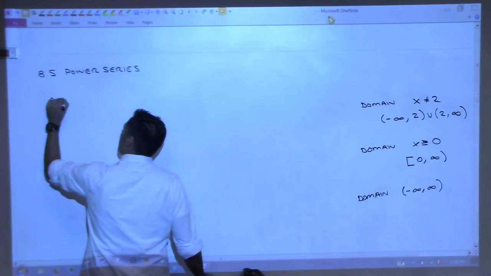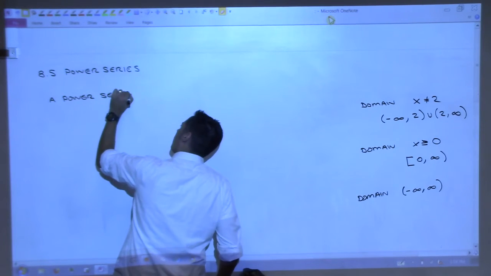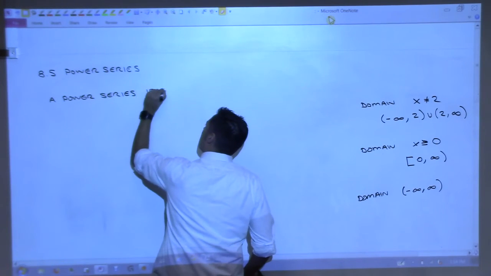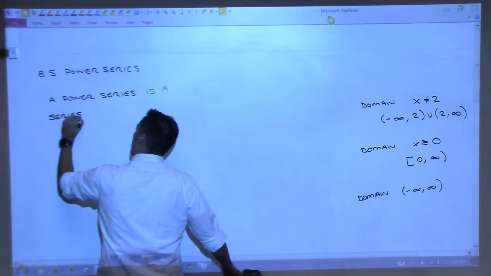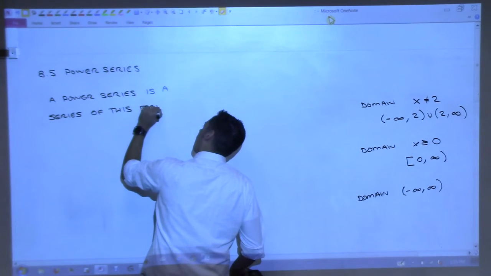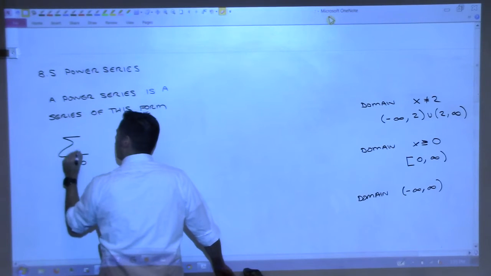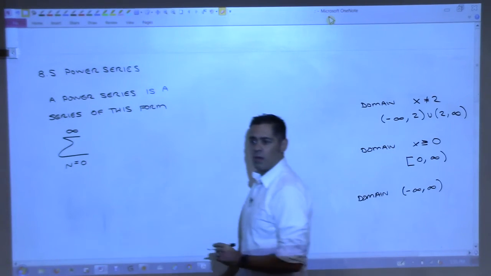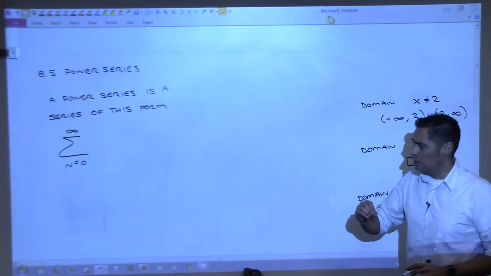A power series is a series of this form. Sum, please note, n equals 0 to infinity, not 1. We're going to start our index at 0 now when we talk about power series.